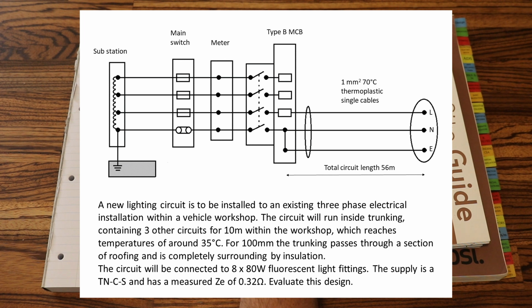So although it's only run for 10 meters with these 3 other circuits, when we're doing a cable calculation we must always take the worst case scenario. So we will continue our calculation as though it is always run with 3 other circuits. And then we've got a temperature there, 35 degrees. And for 100 mil the trunking passes through a section of roofing and is completely surrounded by insulation. So that is our Ci, and that is 100 mil.